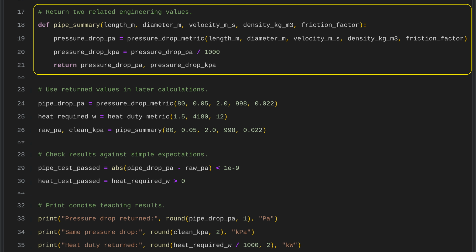The pipe summary function returns pressure drop in 2 units. It first uses the pressure drop metric function to calculate the value in pascals from inputs such as pipe length, diameter, velocity, density, and friction factor. It then converts that result to kilopascals by dividing by 1,000 and returns both values for convenient use.